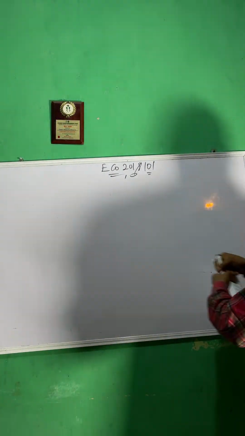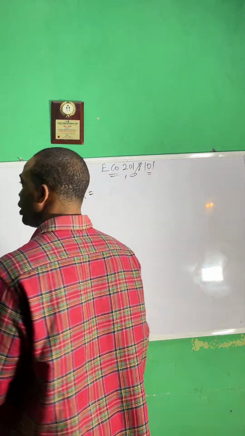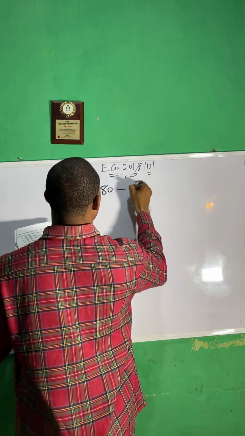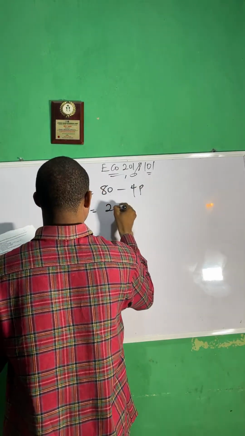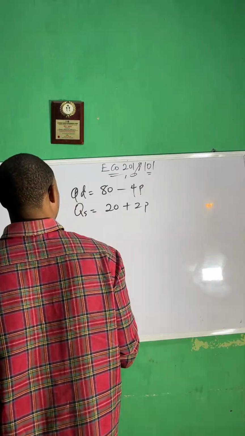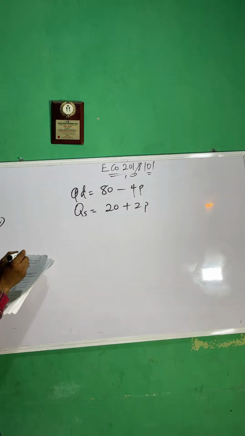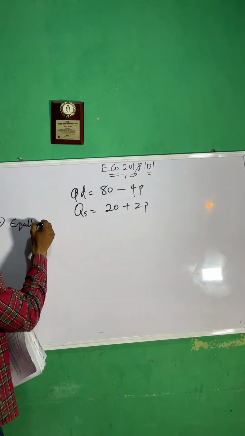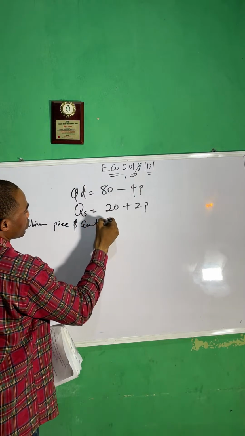So an equilibrium function question will come like this. You'll be given a function of QD, something like 80 minus 4p, and a function of QS, which is going to be 20 plus 2p. So the question may ask you to determine the equilibrium price and quantity.